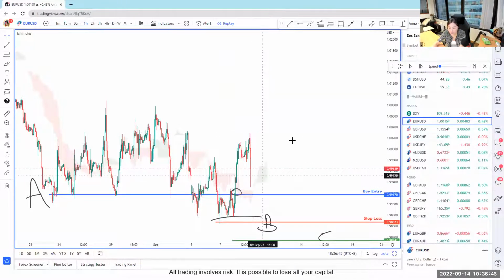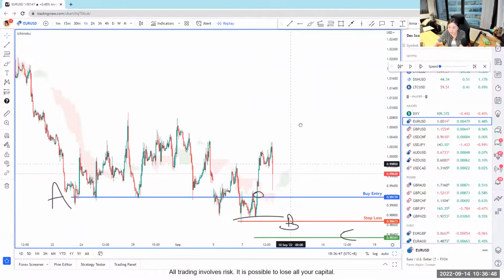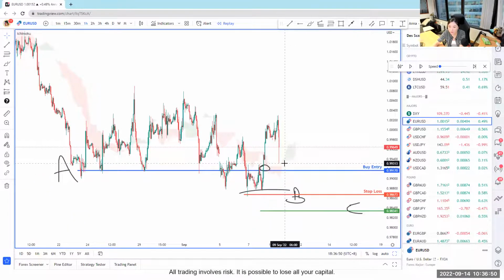But when it comes here, most people will panic, right? Because this is the point where you do not know whether you should take profit or not, right? You do not know, hey, should I take profit? Should I close the position? Or should I just hold on and wait for the price to move this way?